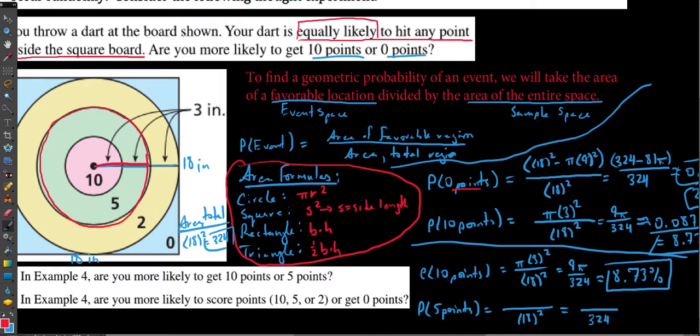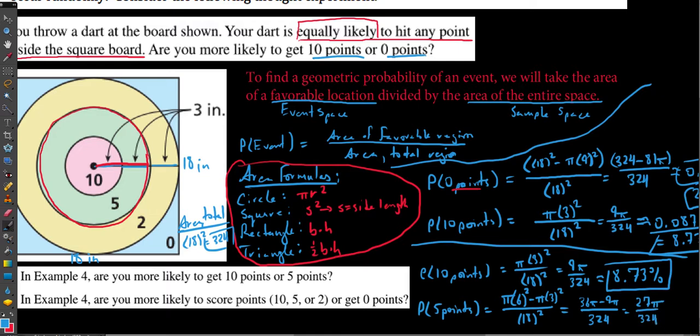This is something pretty common. We have to compose these spaces here. So the area of our 5-point region would be a circle of radius 6, so pi 6 squared, minus our circle in the middle there, radius 3, pi 3 squared. And so what we get is 36 pi minus 9 pi. In other words, 36 minus 9 would be 27 pi over 324.